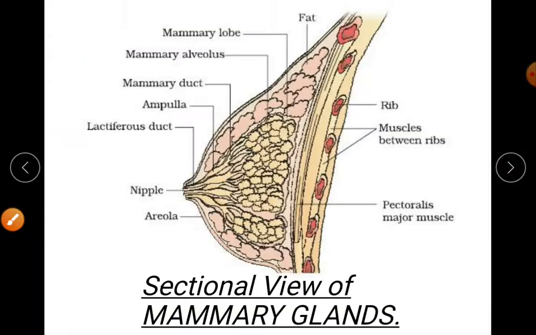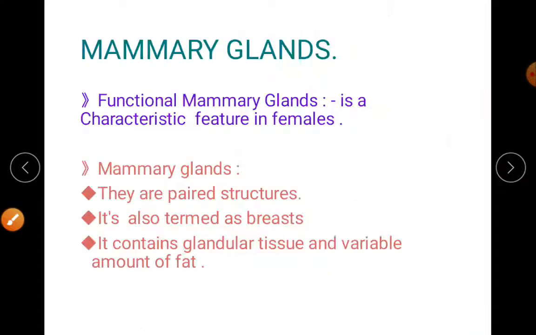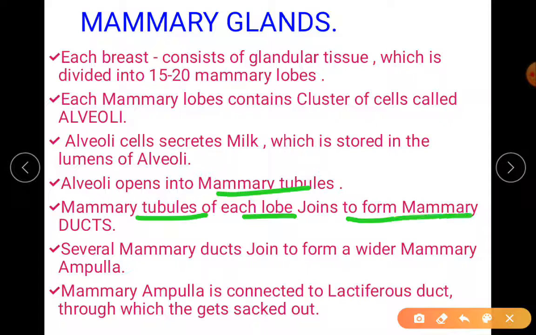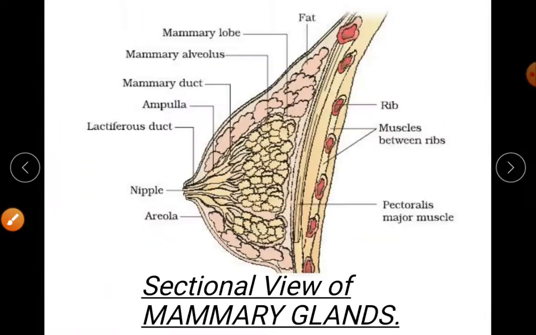Let me show with the picture. So you can find the mammary lobe and alveoli releasing milk into the mammary tubule. I hope it is clear. Mammary tubule of each lobe joins to form mammary ducts, which you have clearly seen in the picture. You can see it joins the mammary duct.